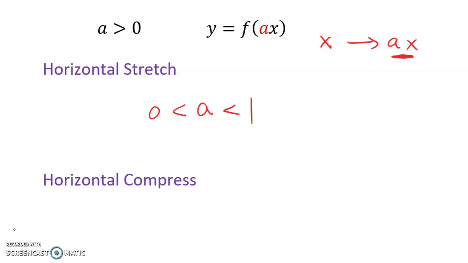If you have a greater than 1, that means your x is getting bigger than before. So you're actually reaching the original y value faster than before. So it looks like your graph is being horizontally compressed.